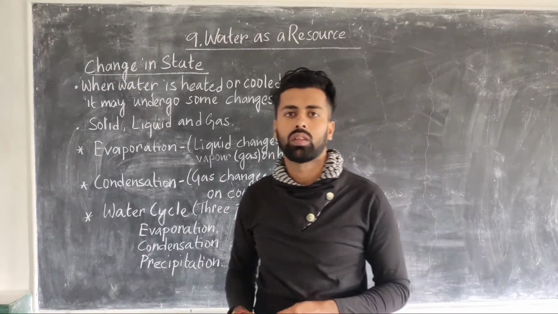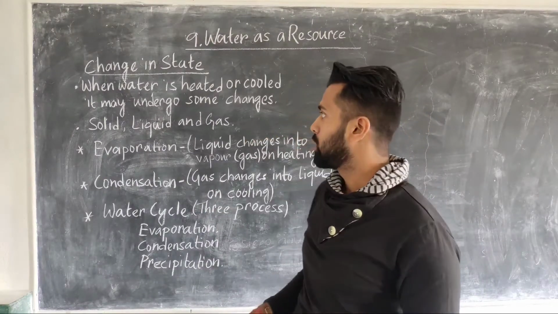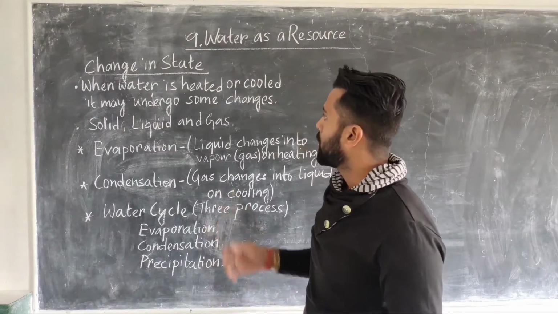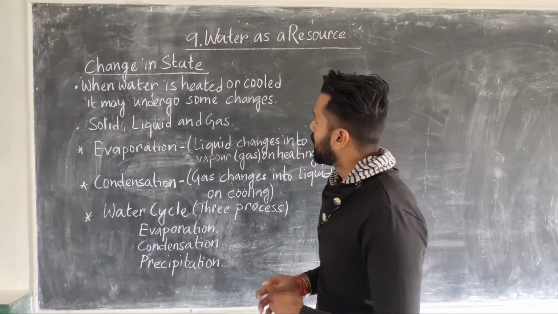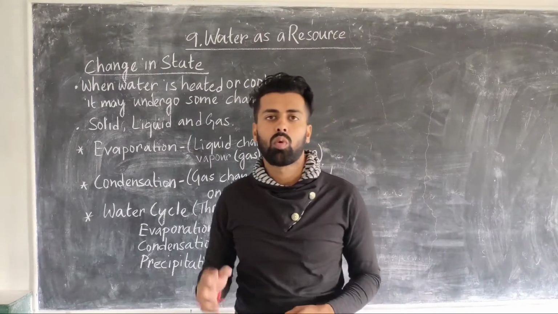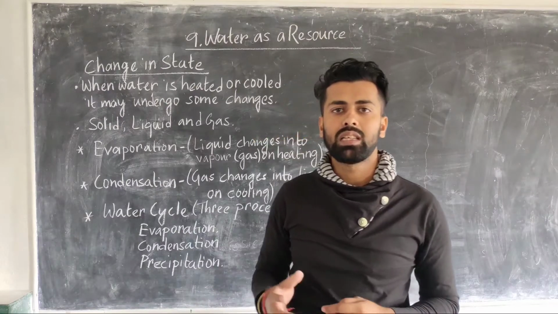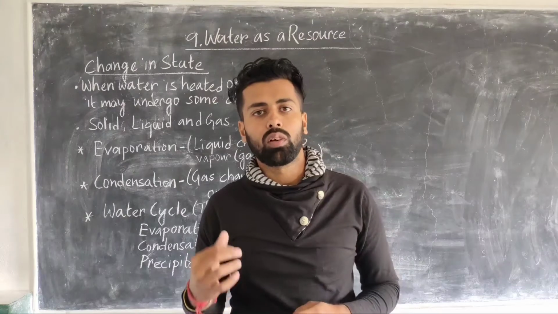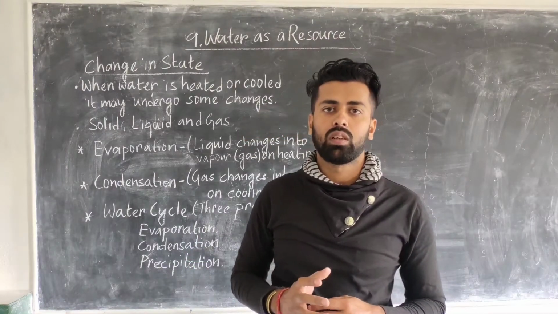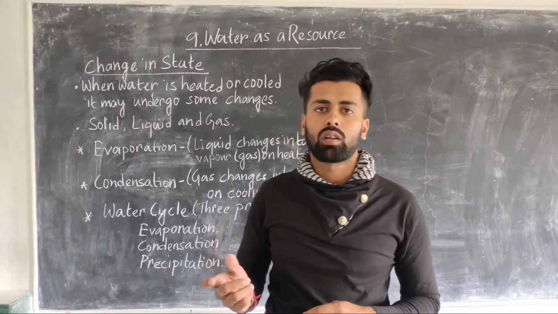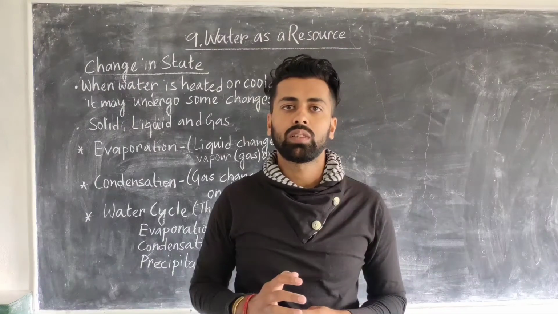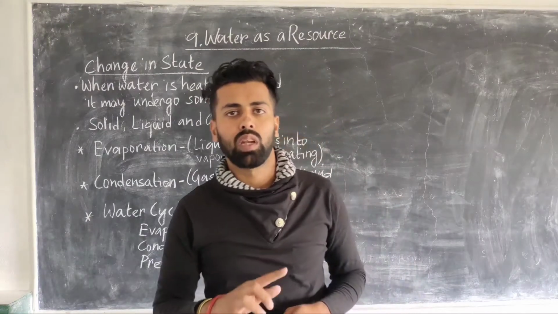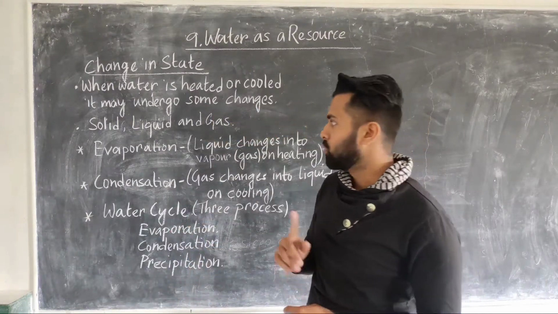We have already talked in the previous chapter that change in state means water can change into three different forms: solid, liquid and gas. When water is heated or cooled, it may undergo some changes. If you are heating water, it will change from liquid when you are boiling it at a continuous temperature. Then the water vapors come out. That water vapor is a gas. So with heat, water changes from liquid to gas, that is, water vapor.